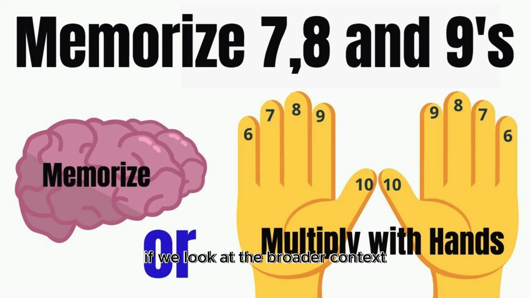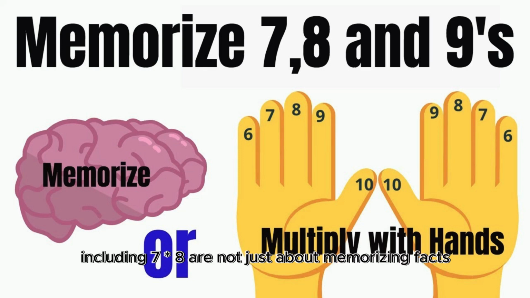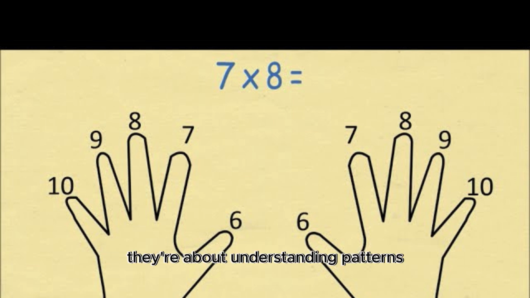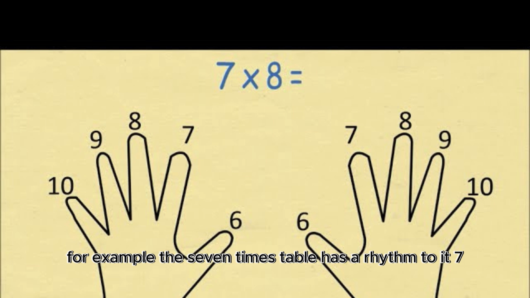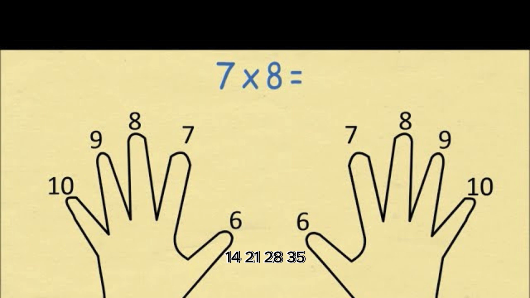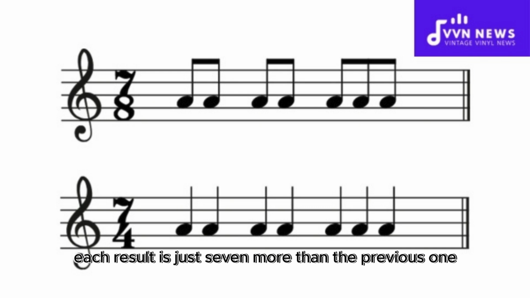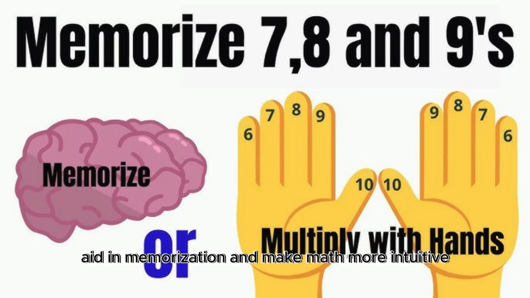If we look at the broader context, multiplication tables, including 7 times 8, are not just about memorizing facts. They are about understanding patterns and relationships in numbers. For example, the 7 times table has a rhythm to it: 7, 14, 21, 28, 35, 42, 49, 56, 63, 70. Notice how each result is just 7 more than the previous one. Recognizing these patterns can significantly aid in memorization and make math more intuitive.